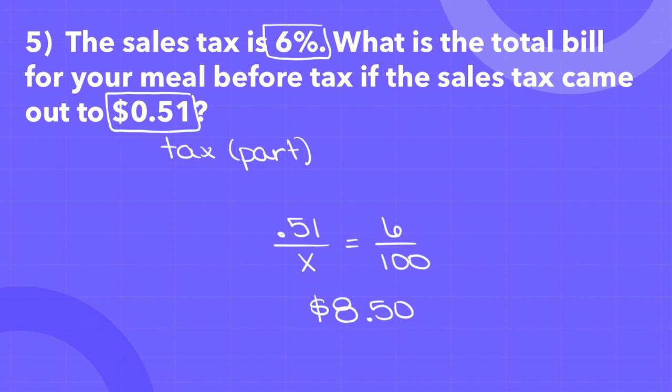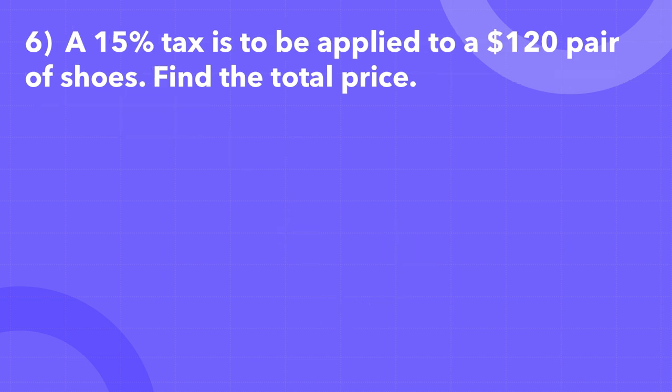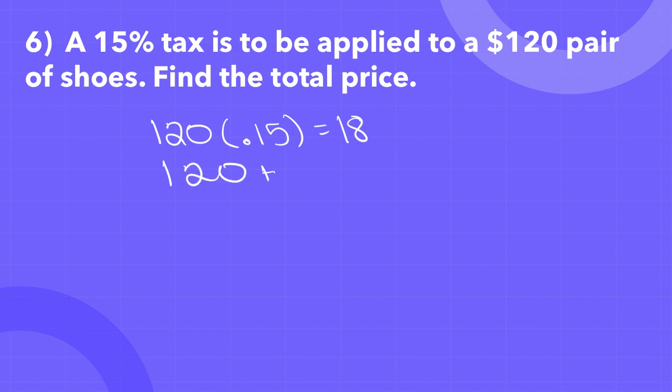All right, number 6. This one's a little bit closer to the ones that we were doing yesterday. We want to find the total price, so that would be the shoes plus the tax. Abigail? So I did 120 times 0.15, and I got 18. And then I did 120 plus 18 because it's tax, and I got 138. Very good. That is correct.